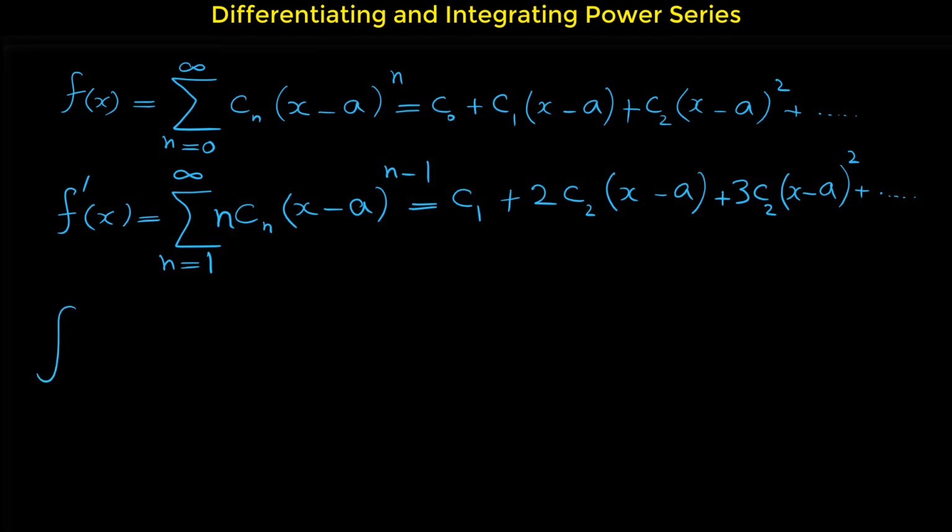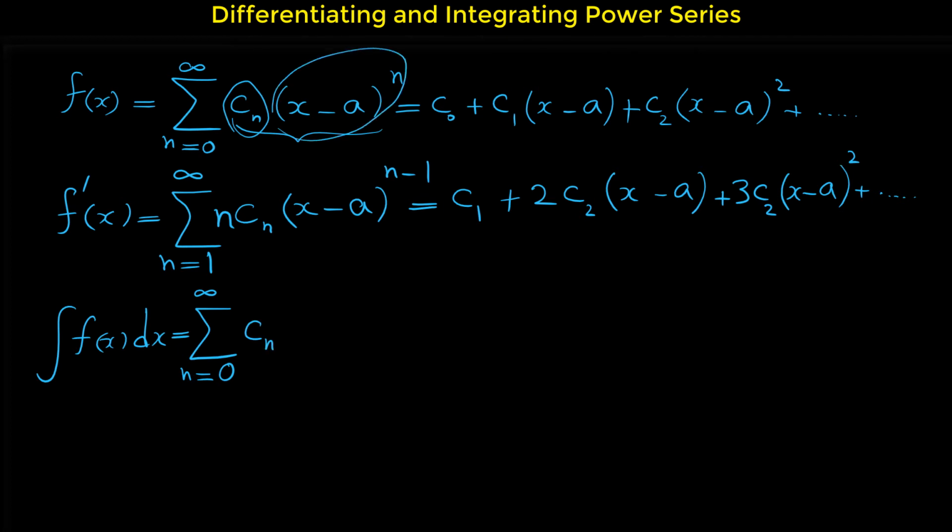For finding the integral of f of x dx, we have to integrate the general term. First we write the sigma. Here the index of the sigma doesn't change and n still starts from 0. For integrating c sub n times (x minus a) to the n, again note that c sub n is a constant, a coefficient. We write the coefficient and we have to integrate this part, the integral of (x minus a) to the power of n.